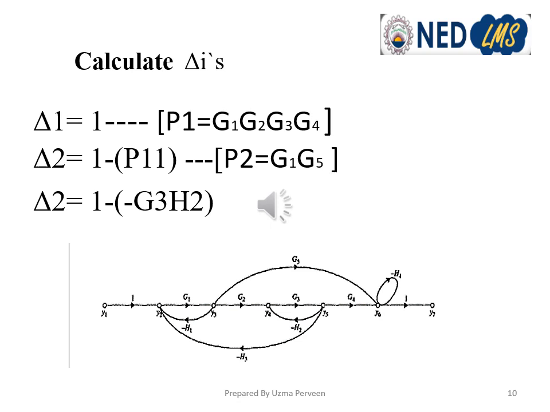So we'll write the formula as del 2 equals 1 minus P11. That is, we have to consider only those loops which are non-touching to forward path 2. So del 2 will be 1 minus G3H2. Please keep in mind that the formula of del i's and del is the same. But to calculate del i's, we have to consider only those loops which are not touching the corresponding forward path.